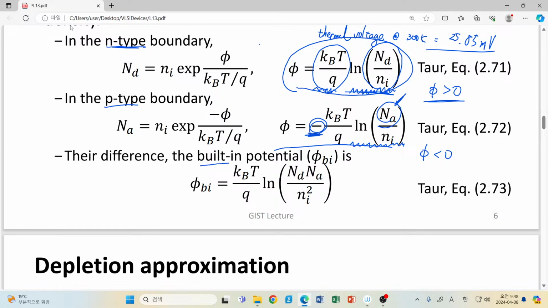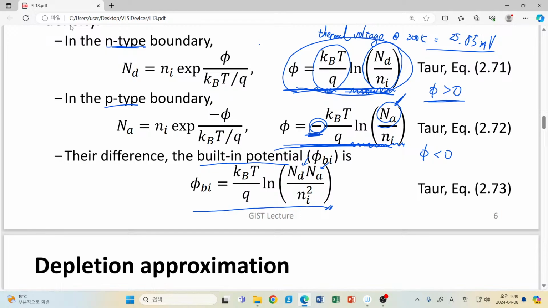the built-in potential. So the difference between the n-type potential and the p-type potential is written in here. That is the built-in potential, and it really depends on your doping densities.